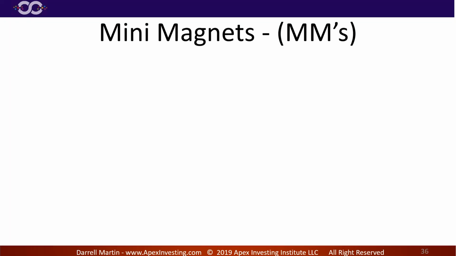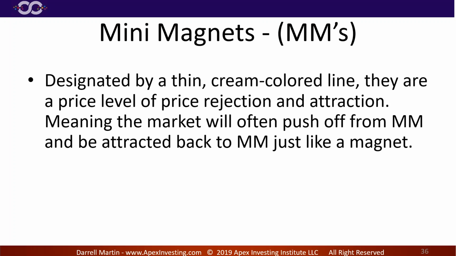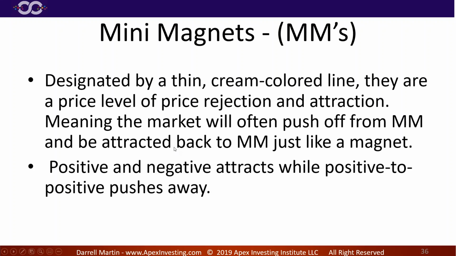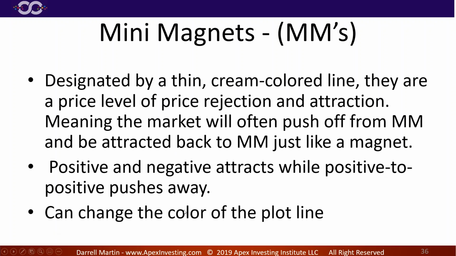Mini magnets, MMs, are designated by a thin, cream-colored line. They are a price level of price rejection and attraction, meaning the markets will often push off of them and be attracted back to them like a magnet. So they're positive and negative. They attract, and positive also can push away, just like on a magnet, right?